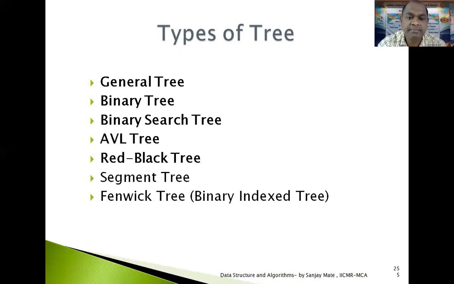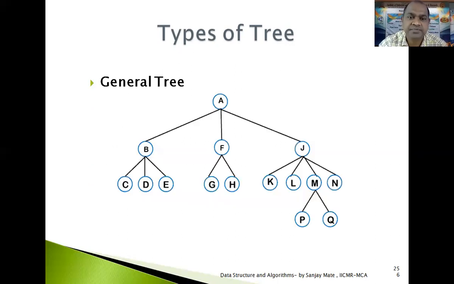So let's see one by one all these trees. First of all, the general tree. A general tree is one in which there is no limit on the children. Here we have A as the root. A is called the root. The root is the node which is at the very top.